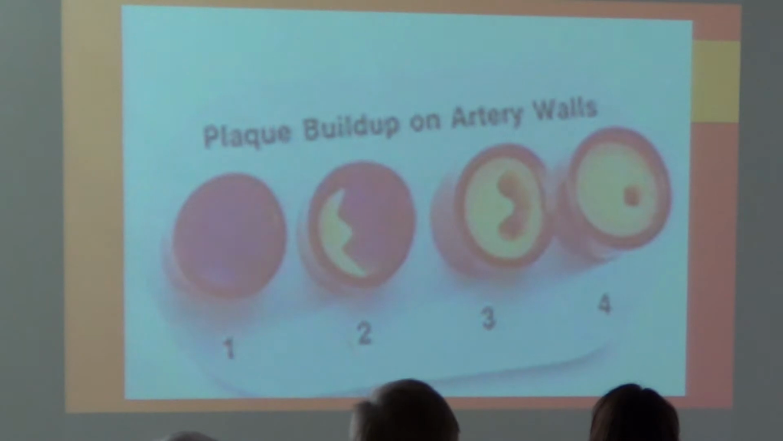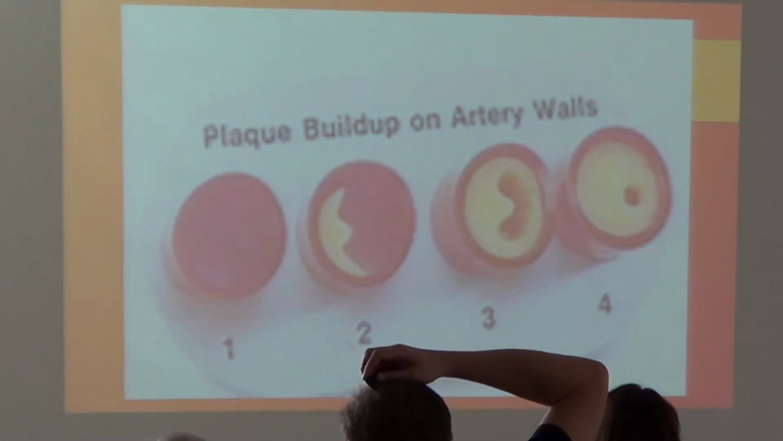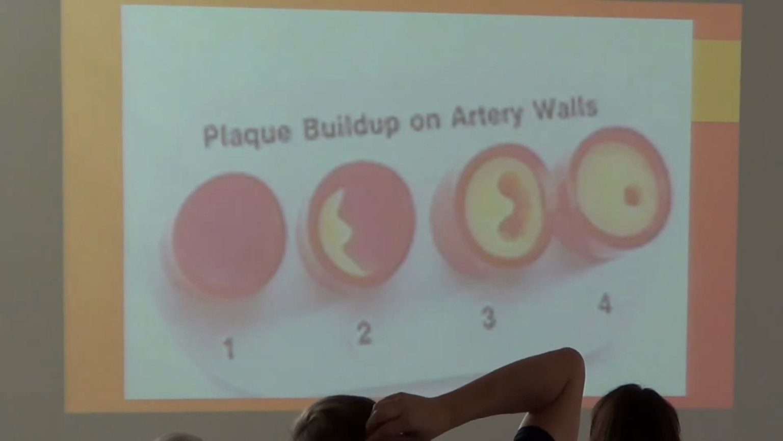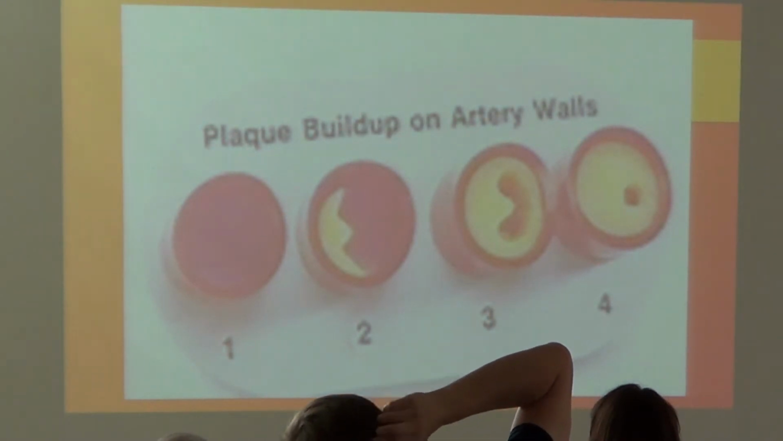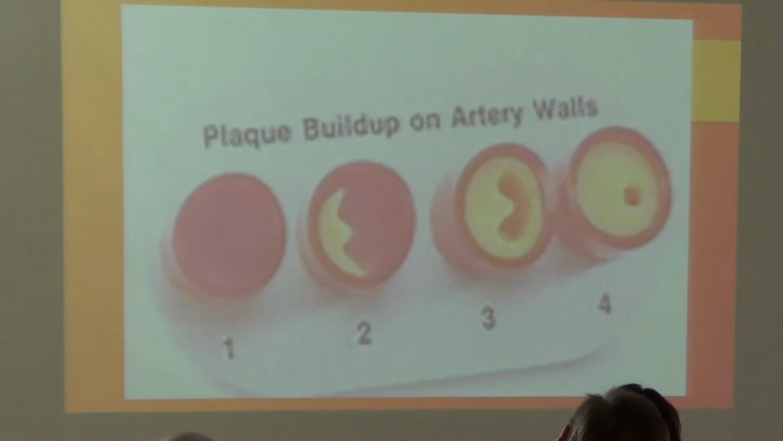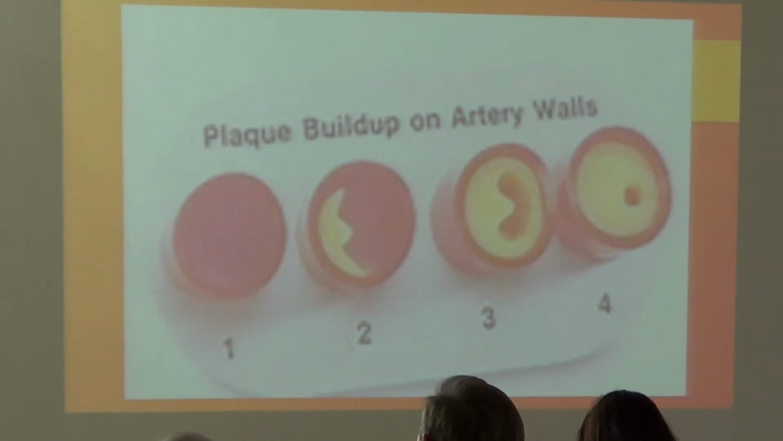Here are pictures of gradual blockage of arteries in the heart. The first two, you do not have any symptoms. There's basically no problem whatsoever with those. The third one, you're starting to have symptoms if you're lucky, and then the fourth one, you're in trouble.